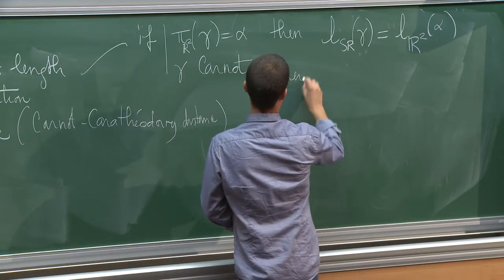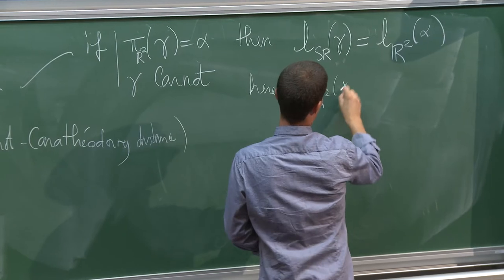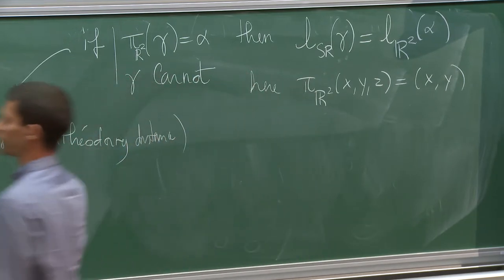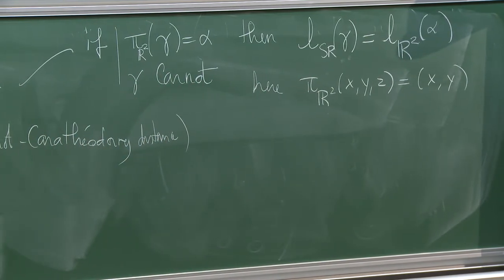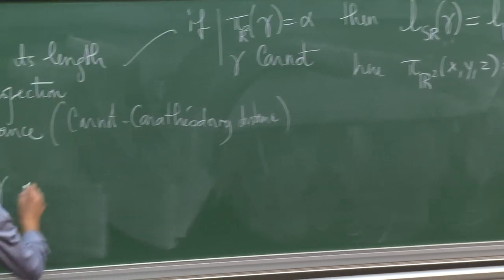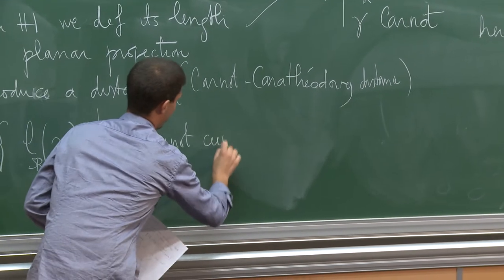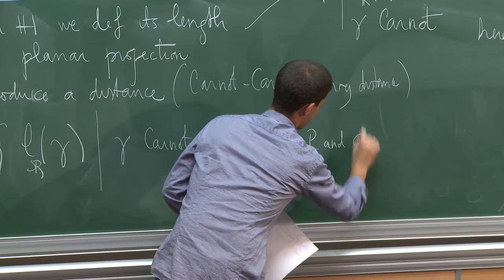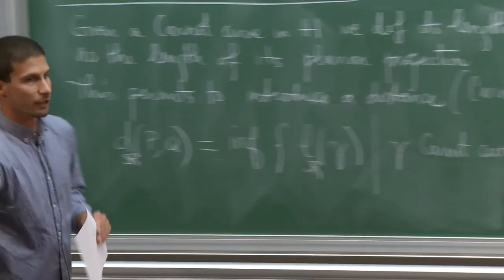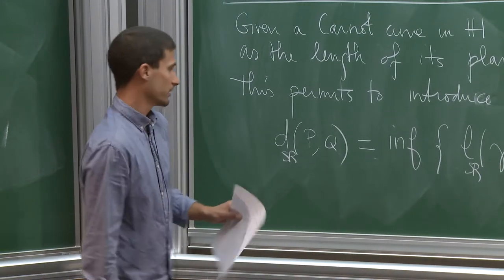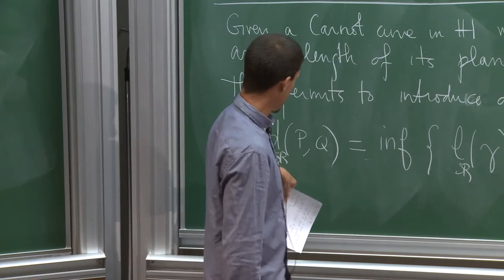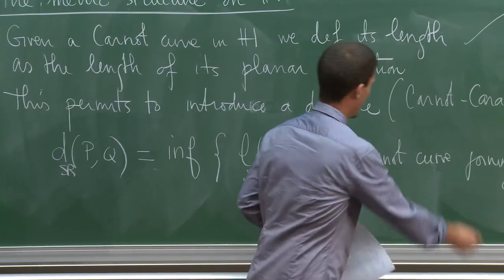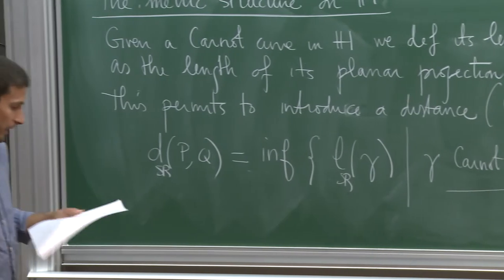So here the projection onto R2 of (x, y, z) is just (x, y). So if we project a curve, we get a curve on the plane. And given that gamma is a Carnot curve joining P and Q. So you see that in this big space, I'm maybe stressing this for a long time, but we are minimizing the length of curves joining two points, but then we have this restriction that the curve should be Carnot. Okay?